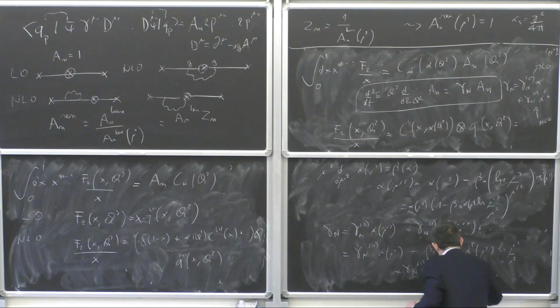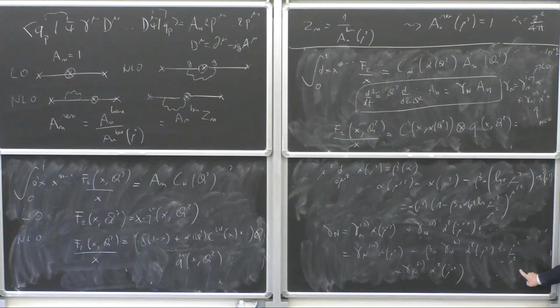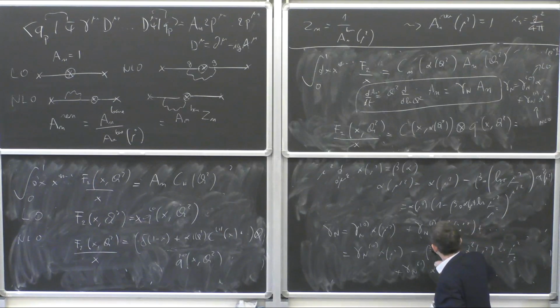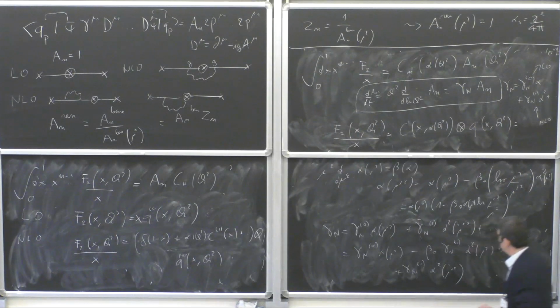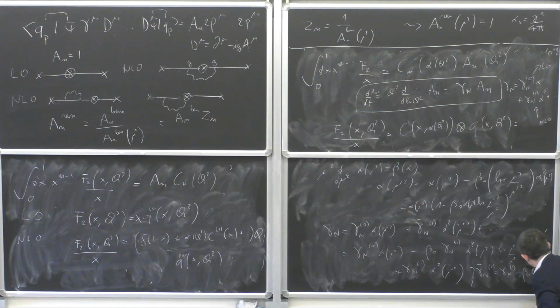of mu prime square. So you see that these two expressions are the same up to terms of order alpha cube, provided only that this gamma n, let me call it gamma n bar, has gamma n bar 1 equal to gamma n 1 minus beta naught gamma n 0 log mu prime square over mu square.